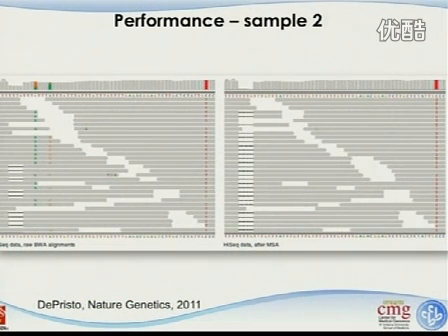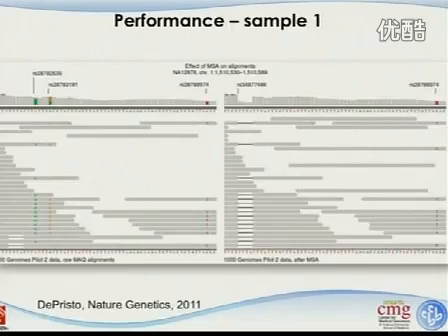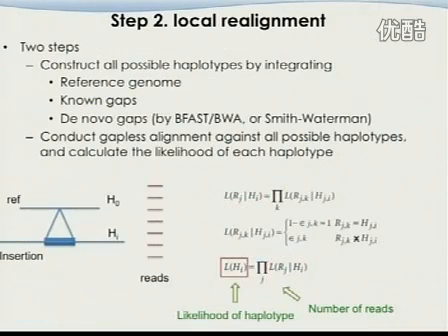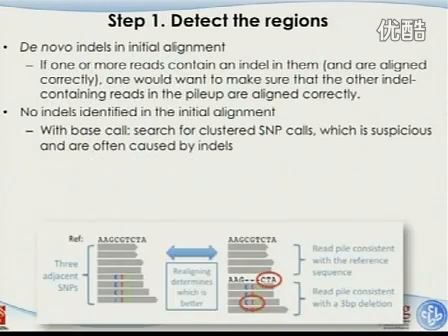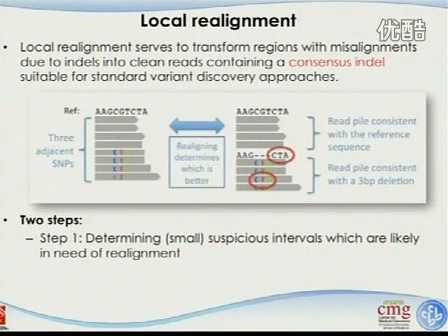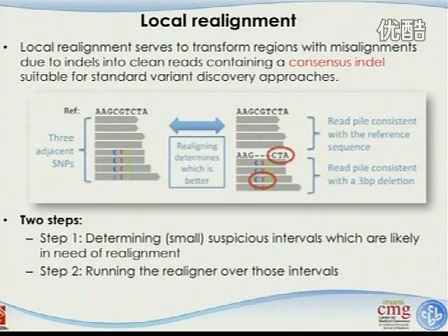Okay, so are we clear about the problem itself? We don't know the solution yet, so let's go back to the equations and look at how they do that. We mentioned there are two steps. The first step is to determine the suspicious intervals, identifying those regions that we probably need to realign. And the second step is to do the realignment.